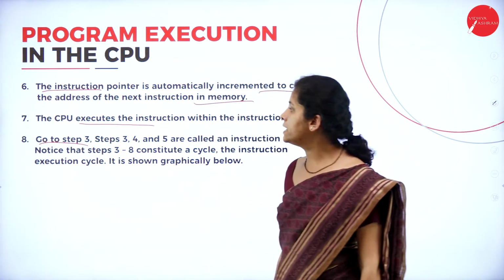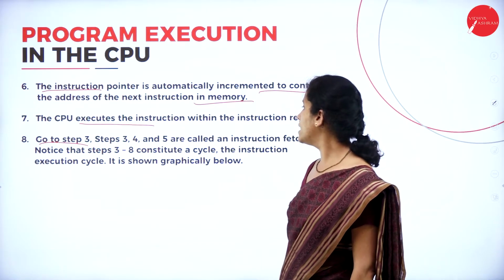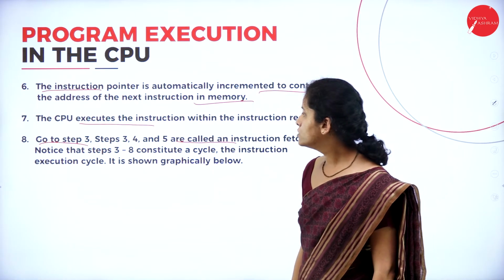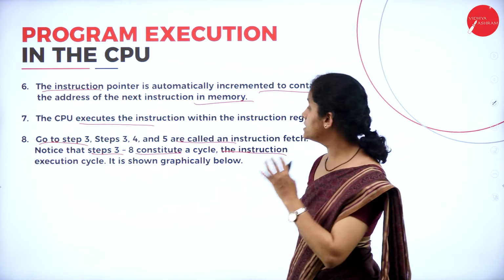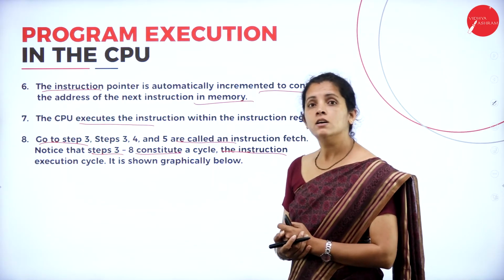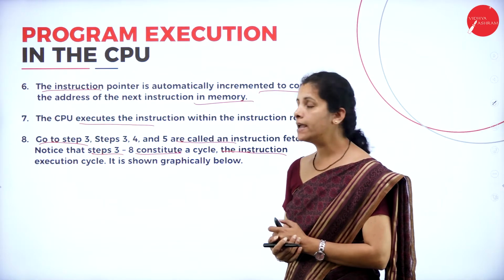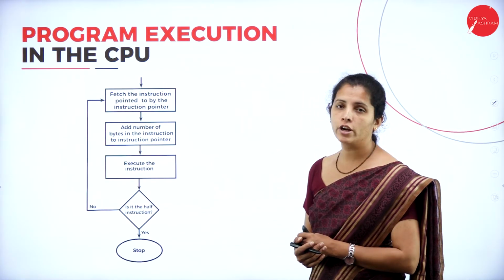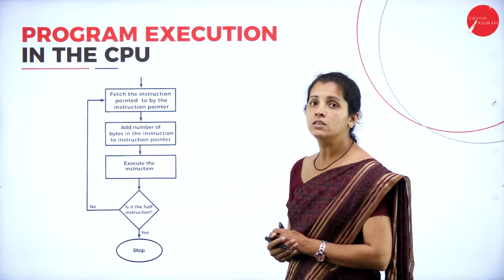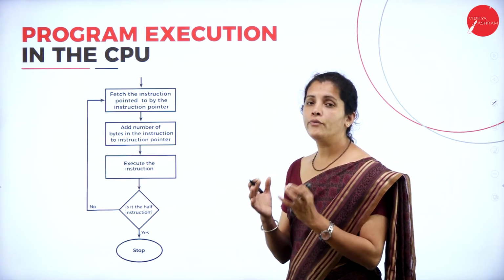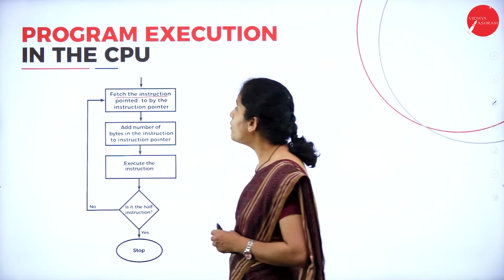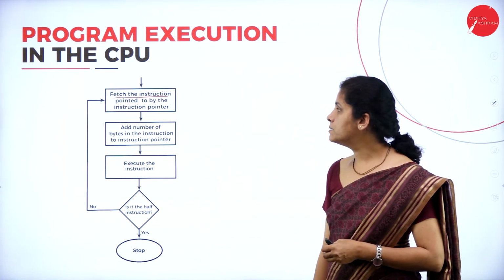Then go to step 3, step 4 and step 5, which are called fetching the instruction. So here from step 3 to step 8 it is a continuous cycle. So it is known as the instruction execution cycle, and I'm going to show the pictorial representation. So here what is the job of the CPU? It is to fetch the instruction pointed to by the instruction pointer.